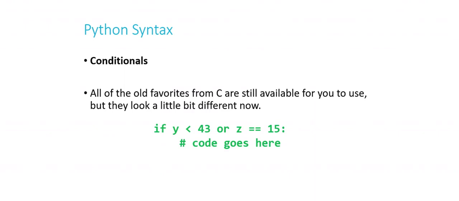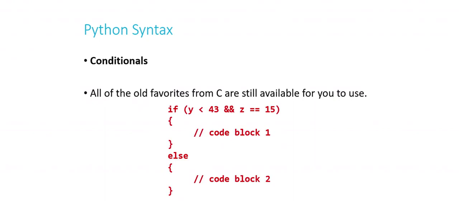If y is less than 43, or, literally using the word or now, not using 2 vertical bars, because in Python we can do that, or z equals 15, colon, instead of open curly brace, and then whatever code we have, close curly brace, and then some code below. In Python, all comments are introduced with the pound sign or hash mark like this. So this basically just indicates that this is a comment.